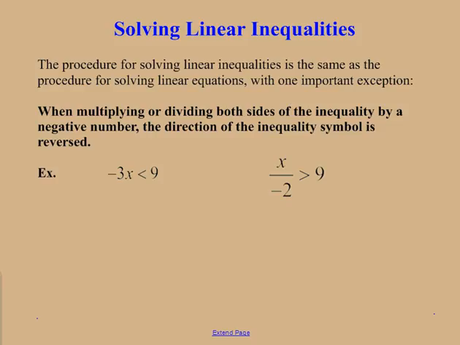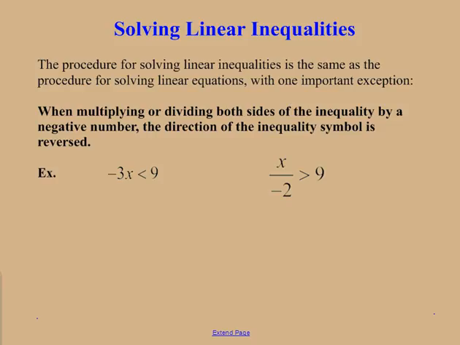Okay, so the procedure for solving linear inequalities is the same as the procedure for solving linear equations, with one important exception. When multiplying or dividing both sides of the inequality by a negative number, the direction of the inequality symbol is reversed. Let's take a look at two simple examples.